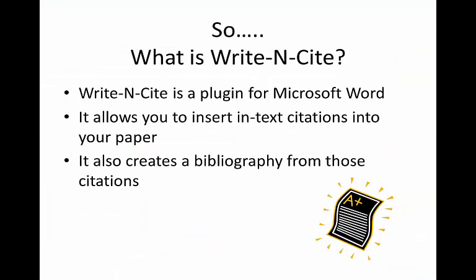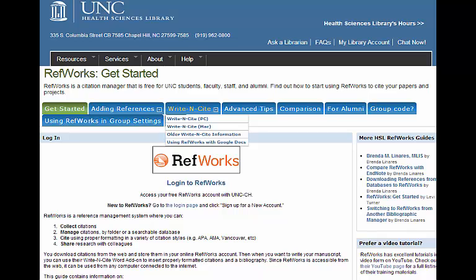Let me start by explaining what Write-N-Cite does. Write-N-Cite is a plugin for Microsoft Word that helps you create in-text citations in your papers and creates the bibliography for you. It works for both Mac and PCs, but you do need to have Microsoft Word installed.